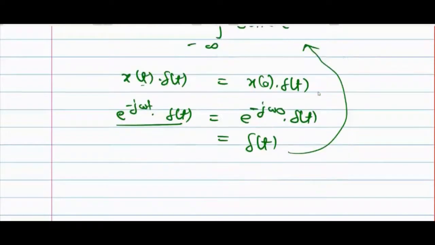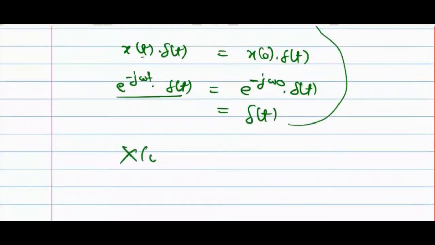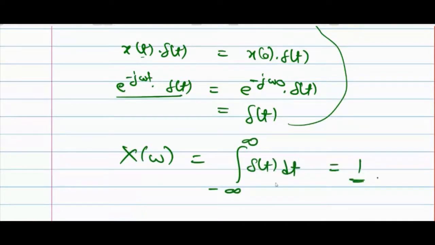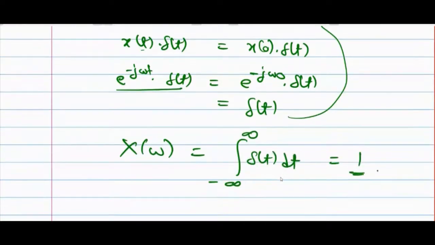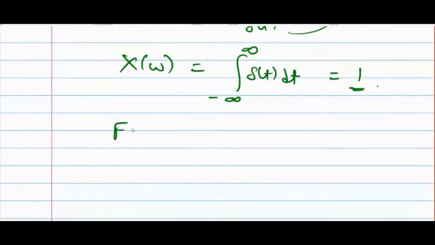So x of omega, the Fourier transform of delta t, will be integration minus infinity to infinity delta t dt, and area under impulse is always 1. So Fourier transform of impulse signal is 1. Now we have to plot the spectrum.